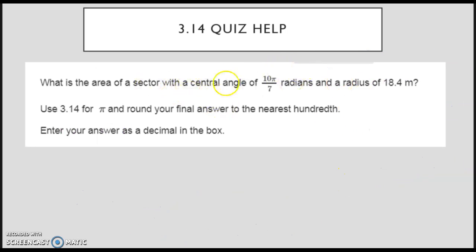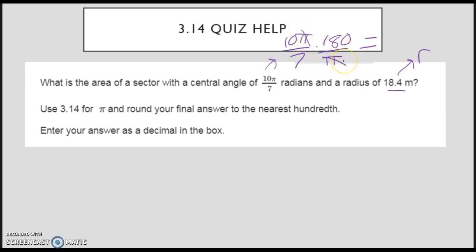This one says, what's the area of a sector with a central angle of 10 pi over 7 radians and a radius of 18.4 meters? So that 18.4 is our r, but we need to find our theta. Remember, theta has to be in degrees. So if it's in radians, we have to use our conversion factor, which going from radians to degrees is 180 over pi. This will convert our angle measure from radians to degrees.